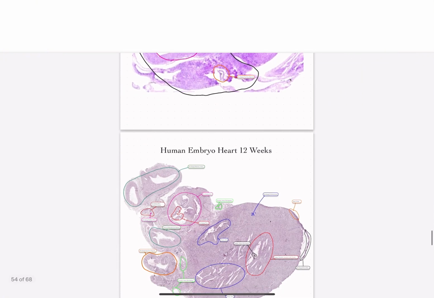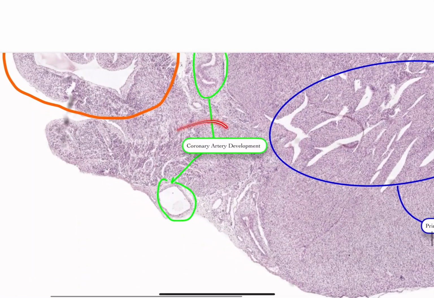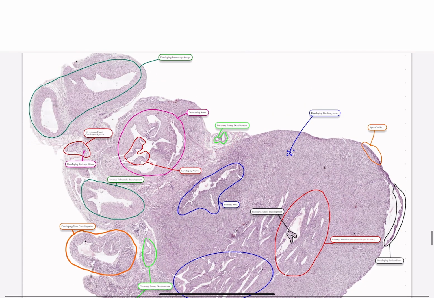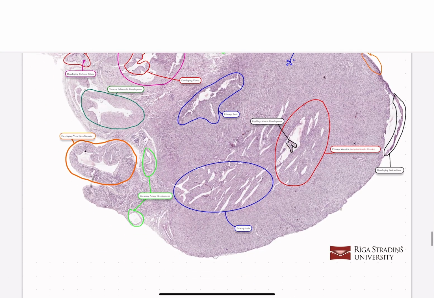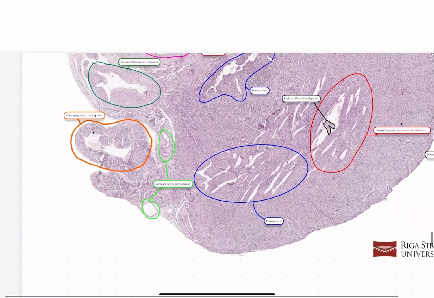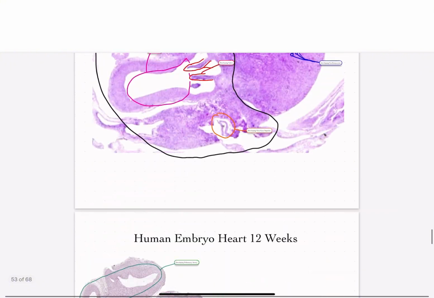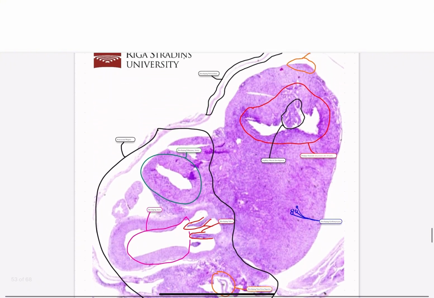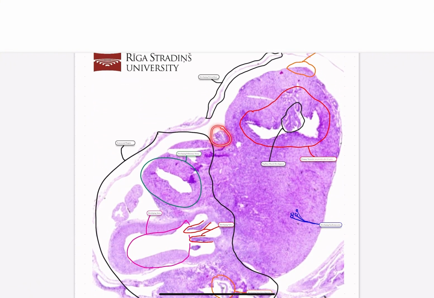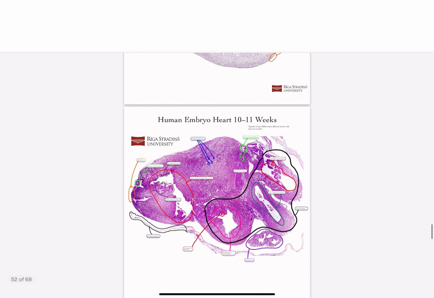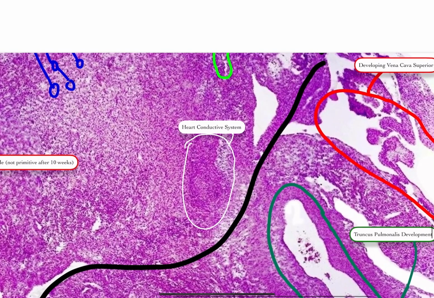Hopefully that made sense. Coronary artery development, again, I don't think they're super important. If you see artery-like structures that are adjacent to the body of the heart, so not inside of the heart, but next to it, they could be coronary arteries. Like these could be coronary arteries, maybe. The last structure I'd like to mention is the heart conductive system.